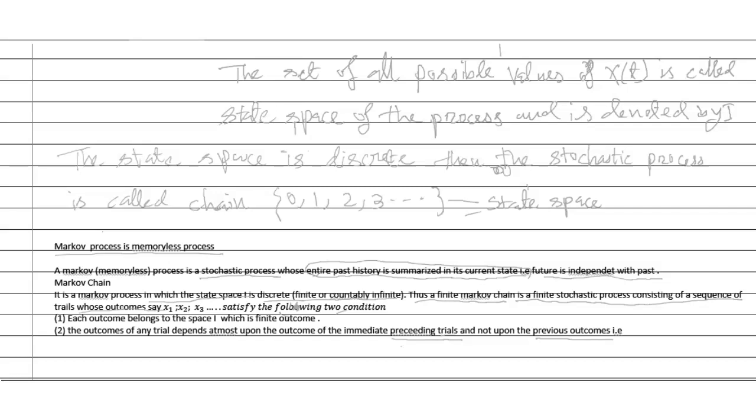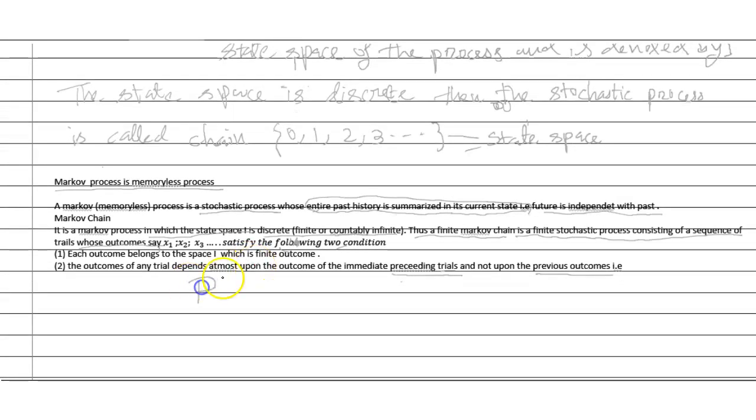That is, it is very simple. P(Xn = in given X0 = i0, X1 = i1, X2 = i2, up to Xn-1 = in-1) equals P(Xn = in given Xn-1 = in-1).